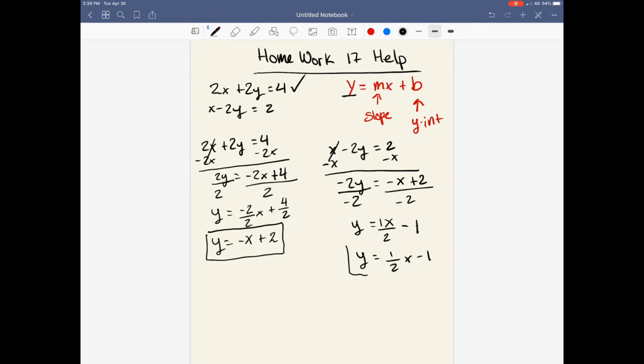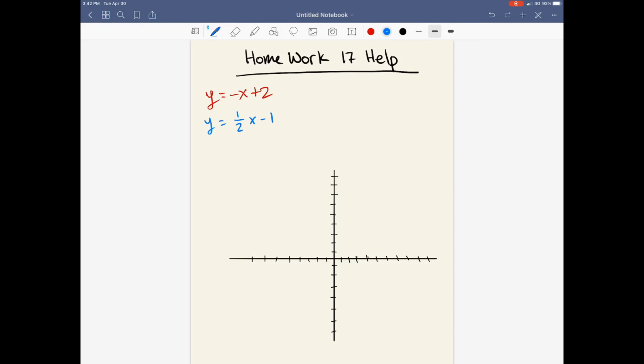Okay, so now we have both of our equations in y equals mx plus b form. So now that I've got them both in y equals mx plus b form, I can graph them. I'm going to use two different colors so that you guys can see which graph is which line and where it is that they intersect. So we'll start with the top one. Let me just write y equals mx plus b form over here on the side. Remember that b is the y-intercept and m is the slope.